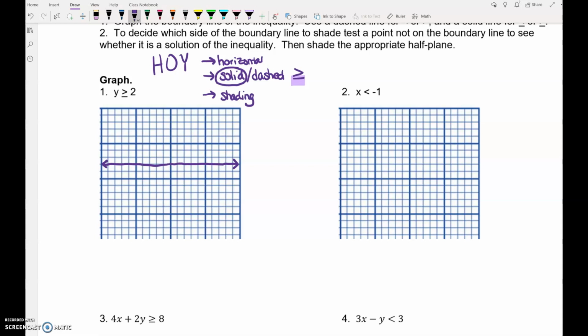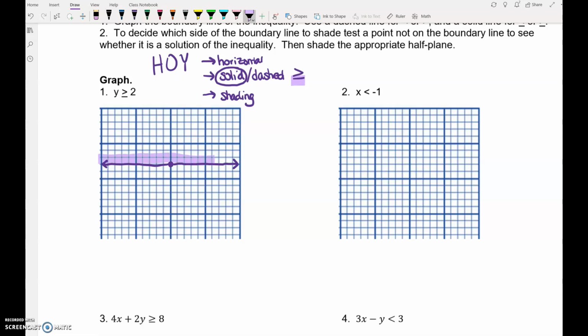Every teacher has their own set of tricks for this. I like to go back to what the symbols truly mean. Y is the values that we're trying to shade. We want the shaded values to be larger than or equal to 2. So if I put my pen right here on the y-axis at 2, where are the y values larger than here? Up, 3, 4, 5. So we want to shade up.